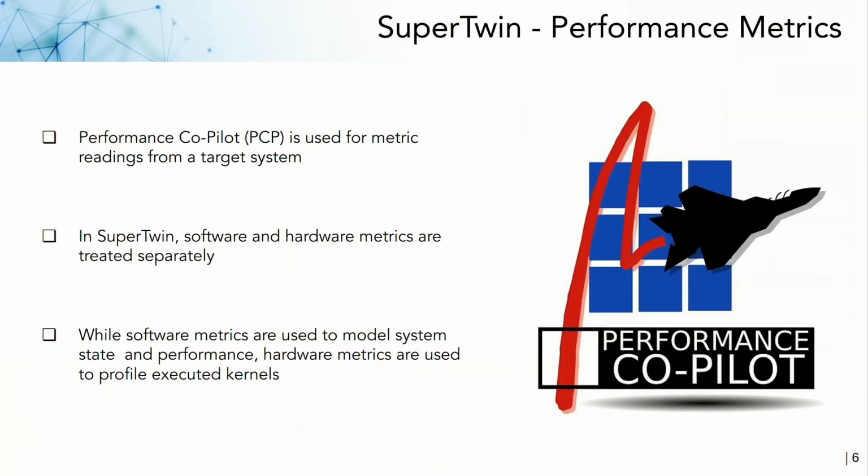The SuperTwin tool relies mainly on Performance Copilot to obtain the various metric readings from a target system's components. SuperTwin makes a distinction between software and hardware metrics, which are used differently. While the software metrics are used to model the system state and performance, the hardware metrics are used to profile executed kernels in the target system.